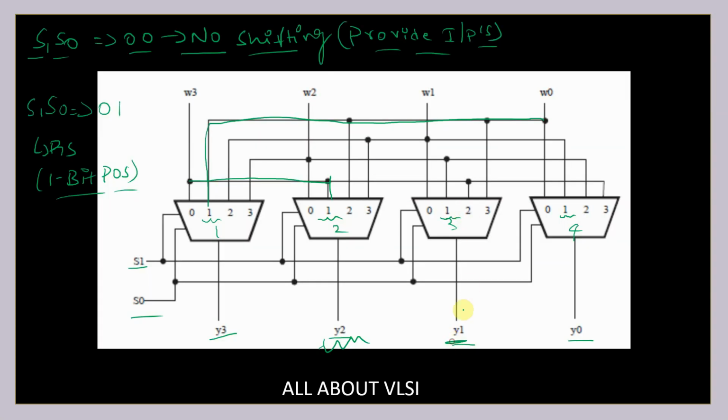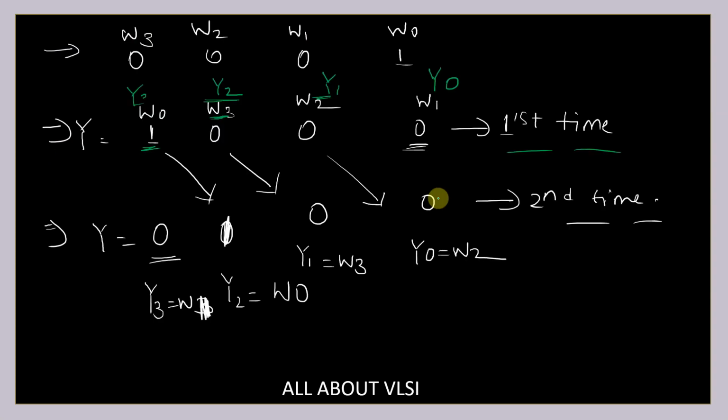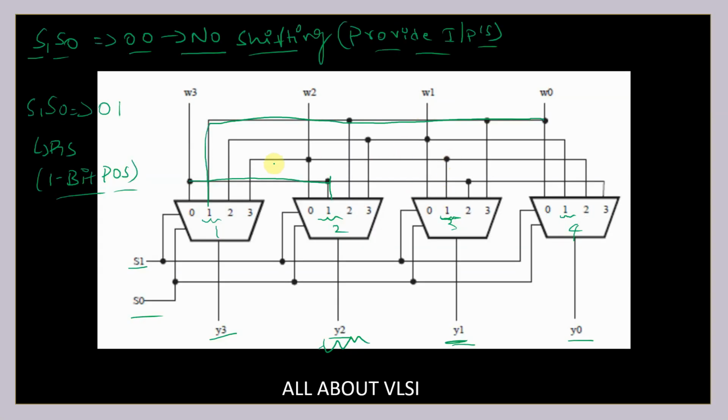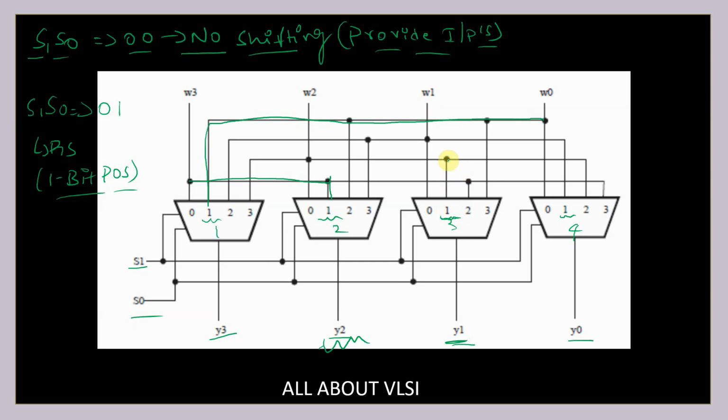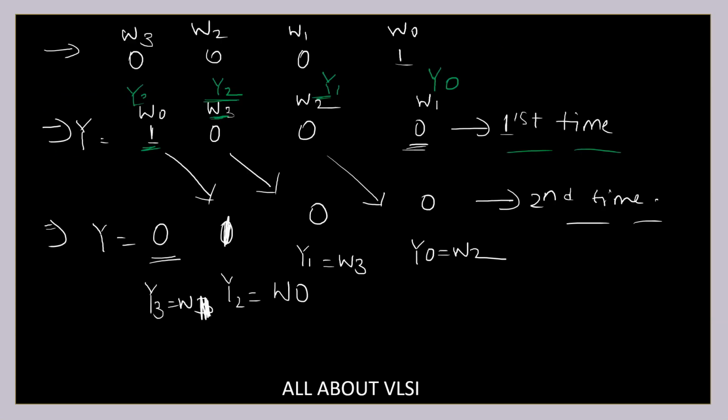Next, Y1 is this one, and we need to connect this pin to W2. Then Y0, where should we connect this pin? It is connected to W1. You can see it over here. This is how we make the connections by referring to this table. This is for the first shifting only, that is, select S1 S0 equal to 0, 1.